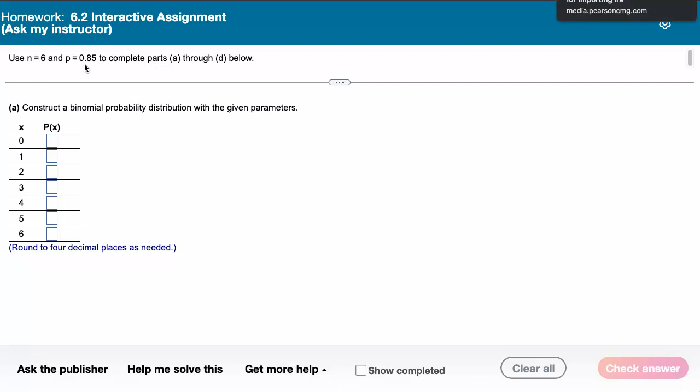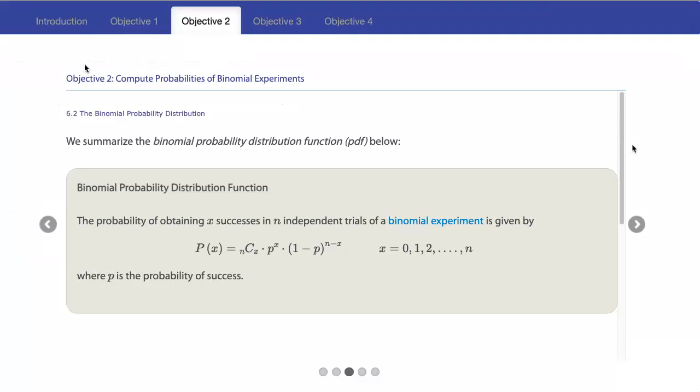So let's start by looking at the e-text for this particular section. This is section 6.2, the binomial probability distribution. And we are given this formula for finding the probabilities. The probability of obtaining X successes in N independent trials of a binomial experiment is given by this formula.